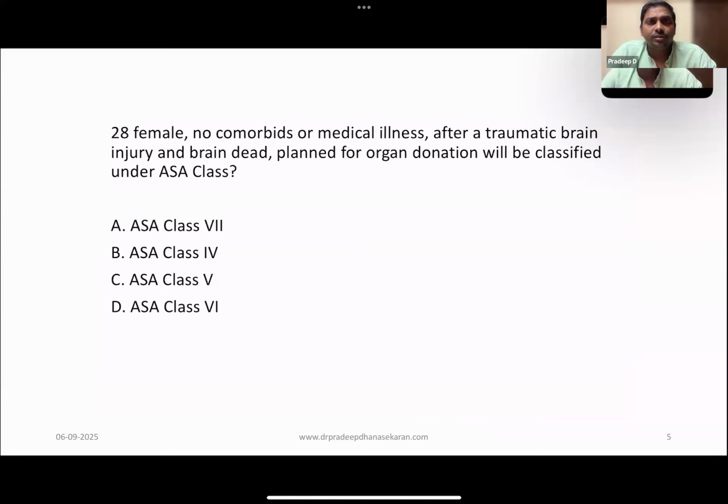Then let's answer this question. This question was based on the ASA classification, that is, American Society of Anesthesiologists. A 28-year-old female, with no comorbid or medical illness, after traumatic brain injury and brain death, planned for organ donation, will be classified under which ASA class? Organ donation comes under ASA class 6.